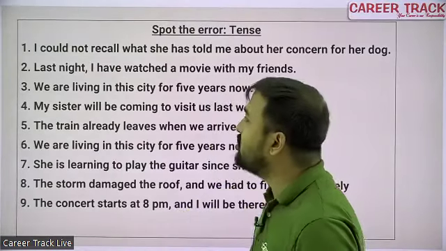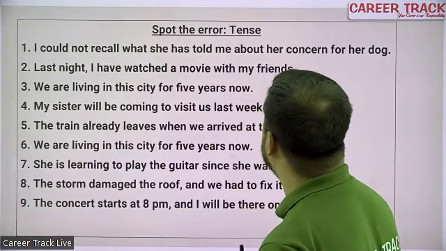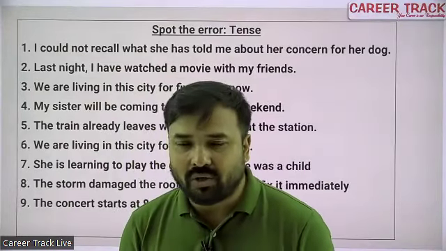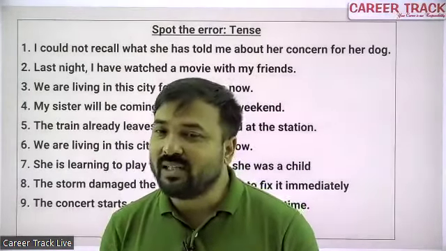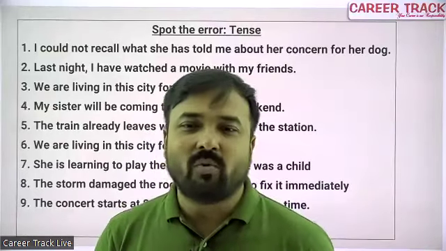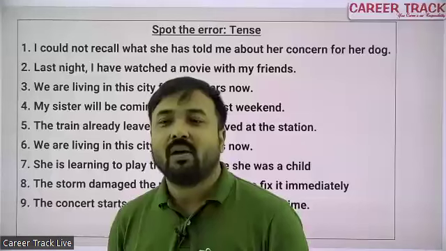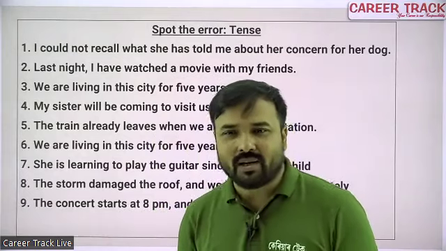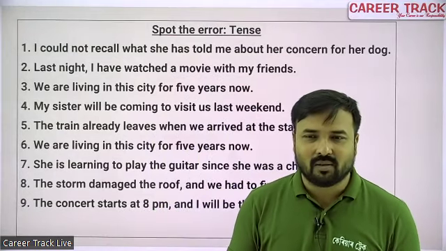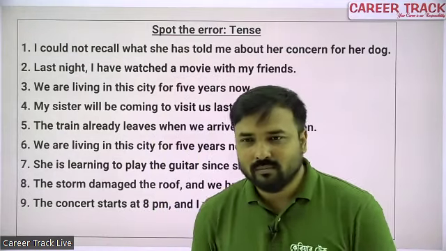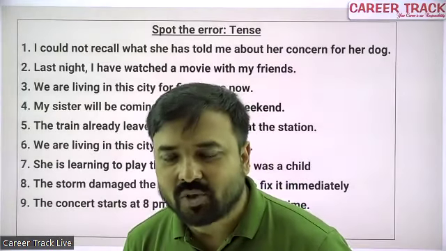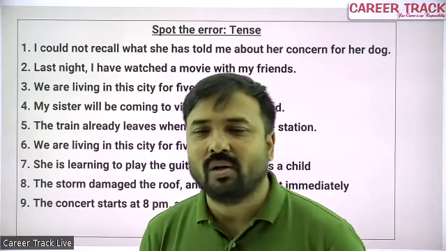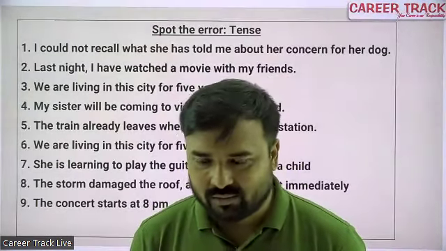So প্ৰথম sentence to whole, I could not recall what she has told me about her concern for her dog. ইয়াত error to কোনটোত আছে? Which part? কোনটো error to কোনটো হয় ইয়াত? Okay, so spot the error tense হয় যিহেতু, that means your focus will be to identify the word, okay, where tense is incorrectly used. Okay, চলো. So ইয়াত যেহেতু option নাই, A, B, C option নাই, so your job is to spot the error, okay, underline, highlight that word and correct it.